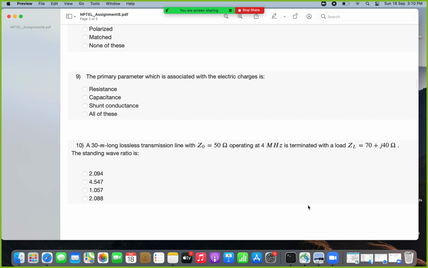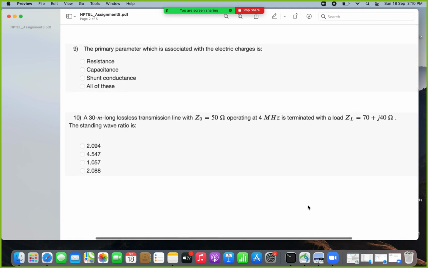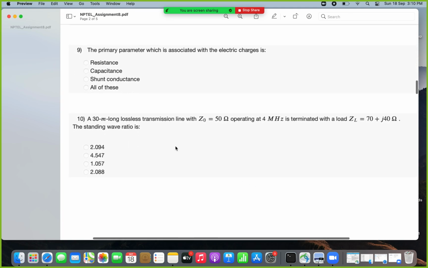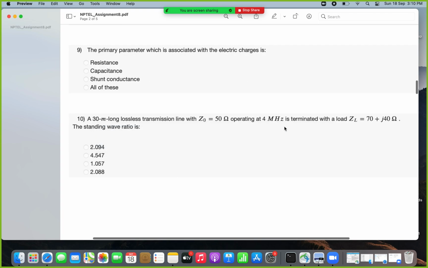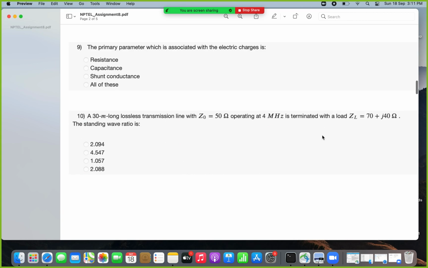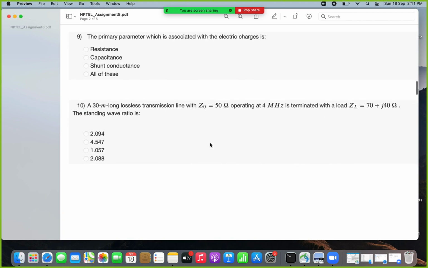Okay, 10th question is that there is a 30-meter long lossless transmission line with a Z0 equal to 50 ohm operating at 4 megahertz, and it is terminated with a load impedance given by ZL equal to 70 plus j40 ohm. So what is the standing wave ratio in this line? That is the question.